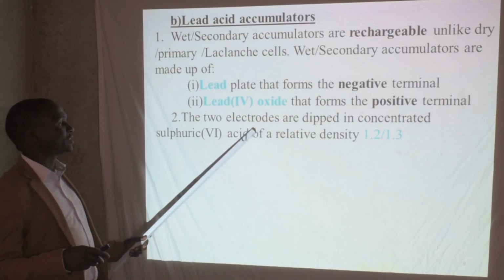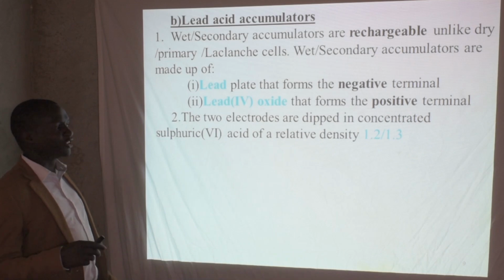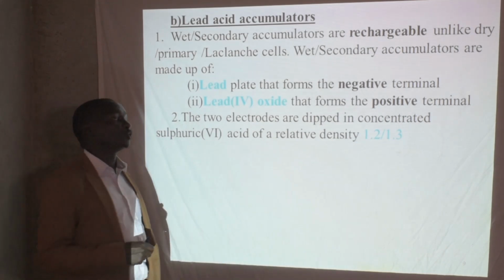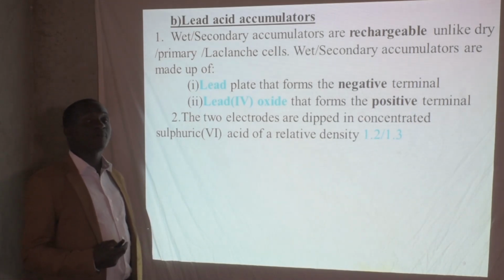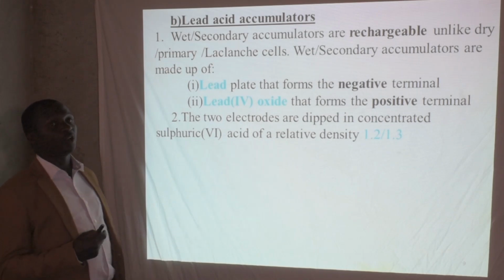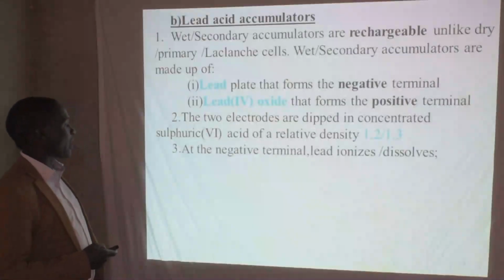Then the two electrodes are dipped in concentrated sulfuric acid. Now this one is not the original concentration. The concentration here should be around 1.2 or 1.3. That's why normally we refill the lead acid accumulator with water, not hard water, but distilled water, the one from which ions have been removed. There's a reason why we have that.